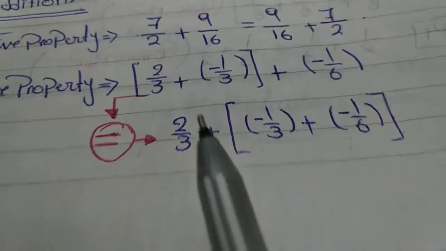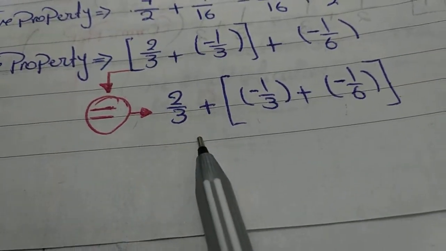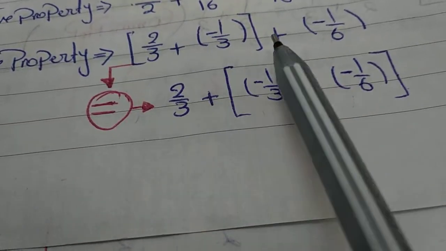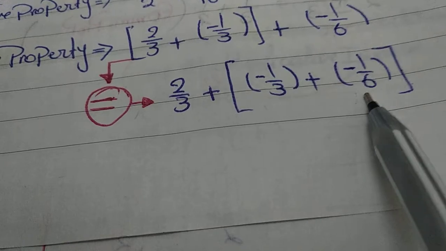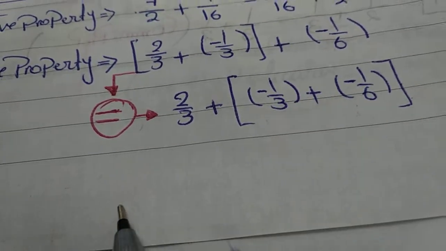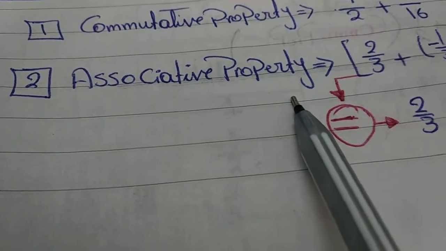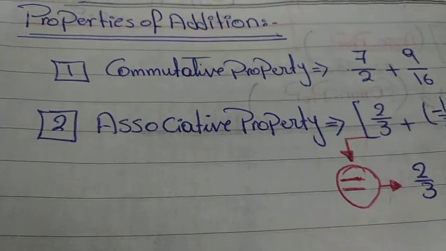And I can also write 2 over 3 first, plus, and put in the bracket the 2 other rational numbers and add them to each other. It will give me the same answer. Okay, this is called associative property.